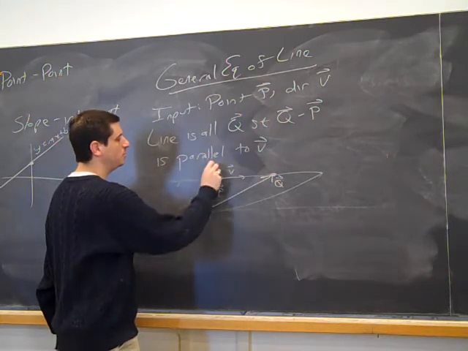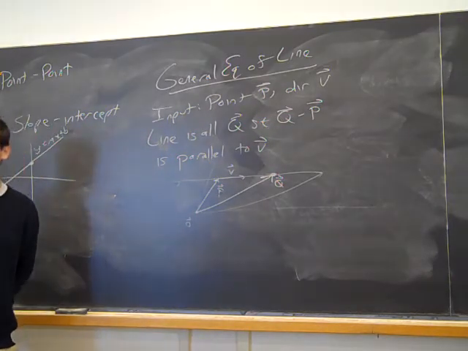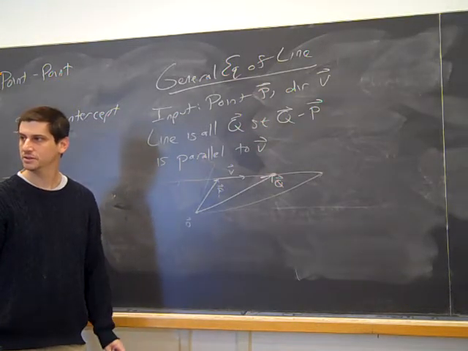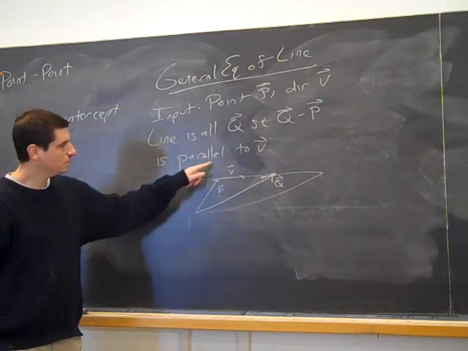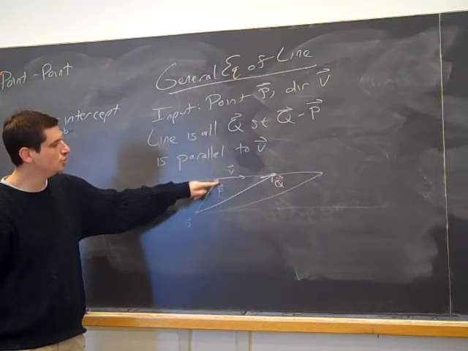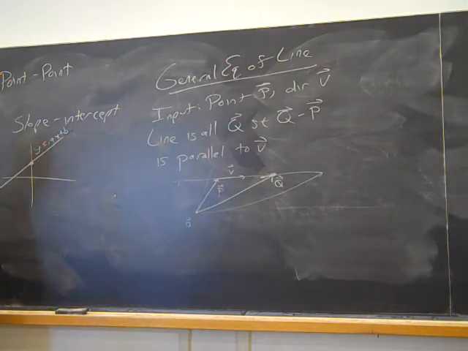What if I took Q to be up over here? Would that still be on the line? Would that be on the line? Yes, if you stop on the line. But if you overshoot it like that, if I overshoot to here, no, because now Q minus P is no longer in the direction of V.